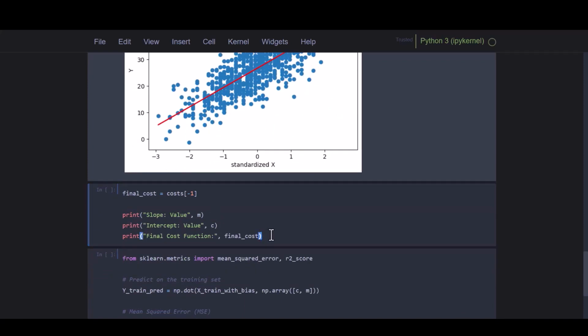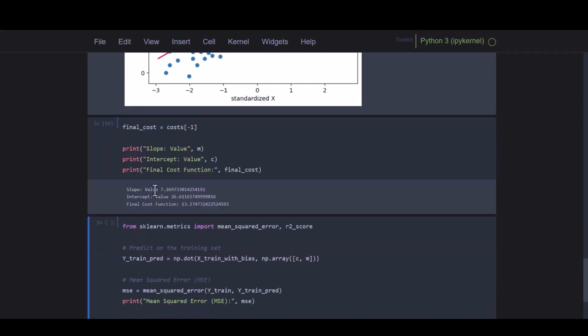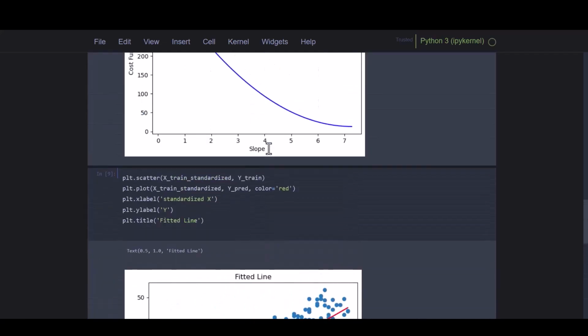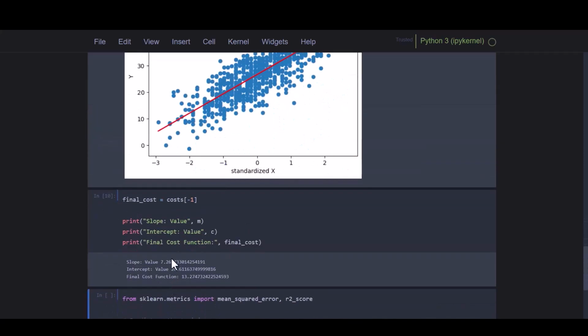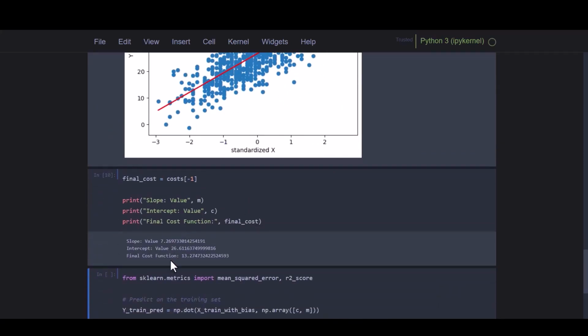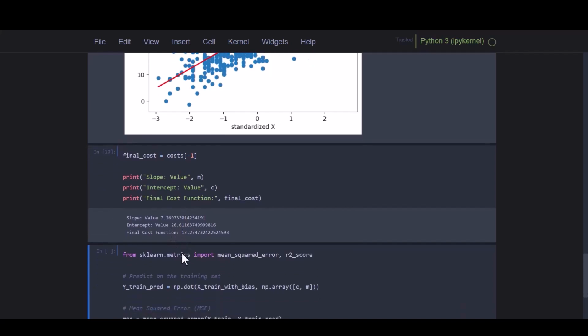So now let's visualize the global minima value and the slope and the intercept value. So we got the slope value around 7.26 as we visualized here. The slope value is near 7 and the exact value we got is 7.26, and we got the intercept as 26.61, and this is the global minima value. This particular value is where the cost function is minimum. So when the slope is 7.26, the error is minimum. So we got the cost function value as 13.27. Beyond this, the cost function will not reduce and it might tend to increase.